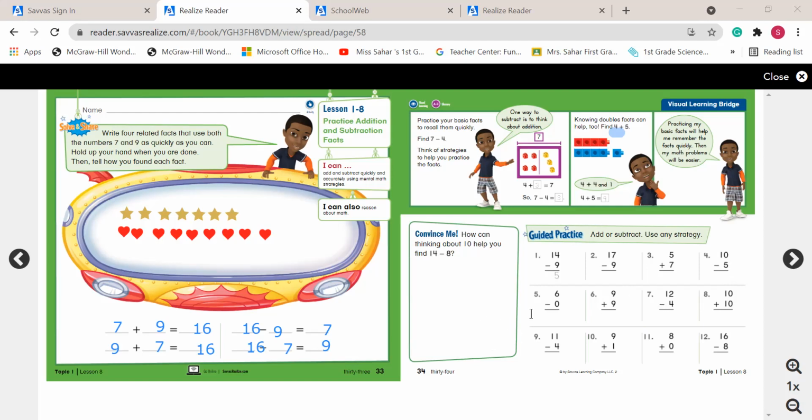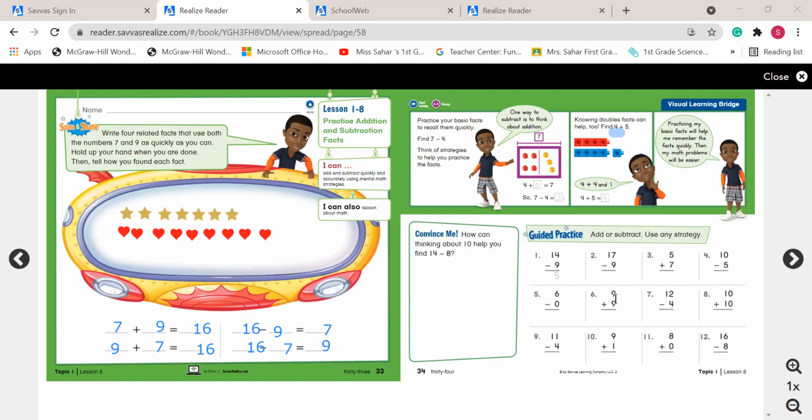6 take away 0. I know if you have a number and you take away 0, it's going to be the same number. So I don't need to calculate. I don't need to draw something. No, I know any number minus 0, it's going to be the same number.